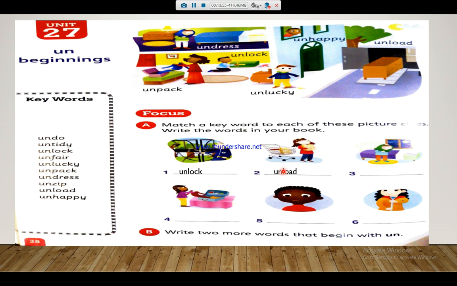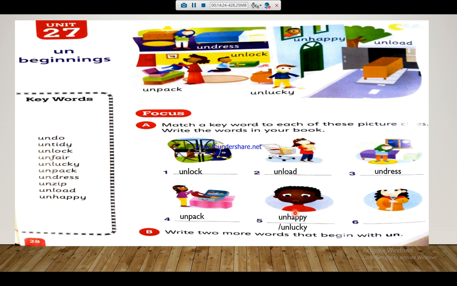Number two, the lady or the girl is getting the load out of the trolley. So she is unload. Unload. Number three, she's taking off her dress. So she is undress. Undress. Very good. Number four. She's taking things out of the bag. She is unpacking. What is she doing here? She's unpacking. Unpack.